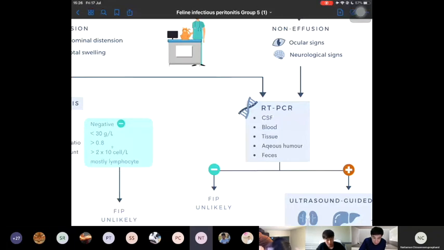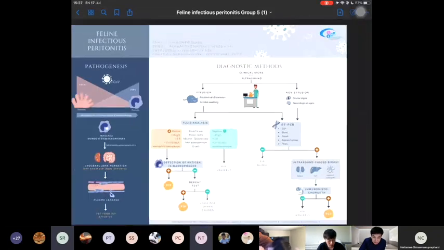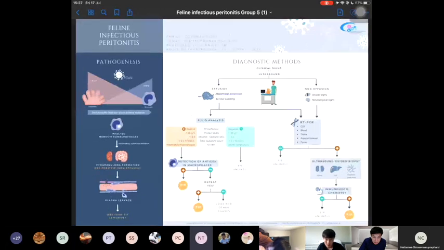Normally when a cat comes with effusion form, the cat dies soon, within 2-3 weeks or even 1 week after that. As for the sensitivity and specificity, I would say the specificity is quite high if you can detect antigen in macrophage. Normally when you perform a biopsy and post-mortem of that cat, you see the classical FIP lesion, but the sensitivity is quite low.